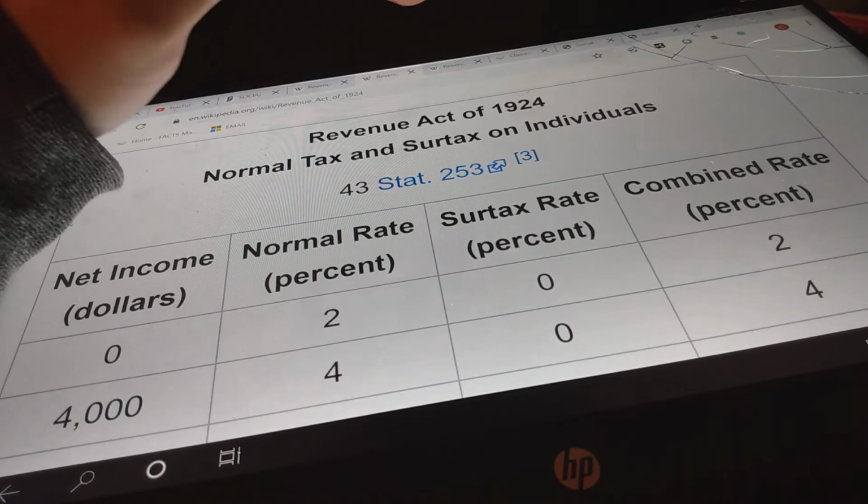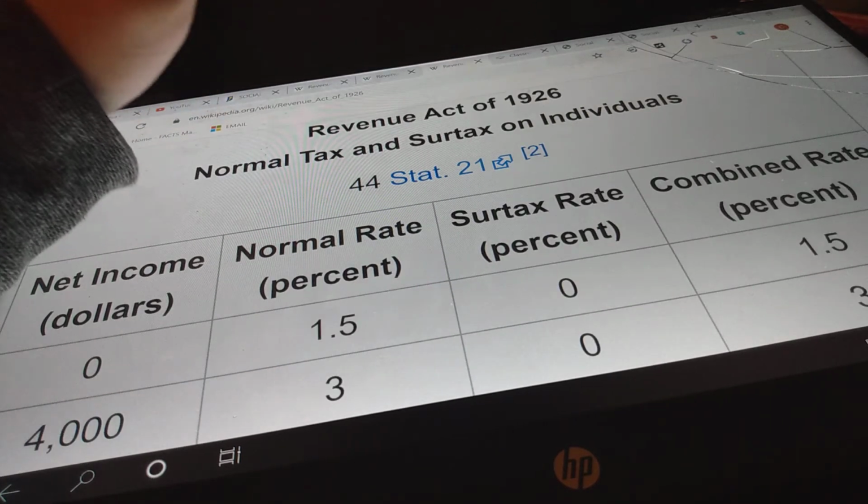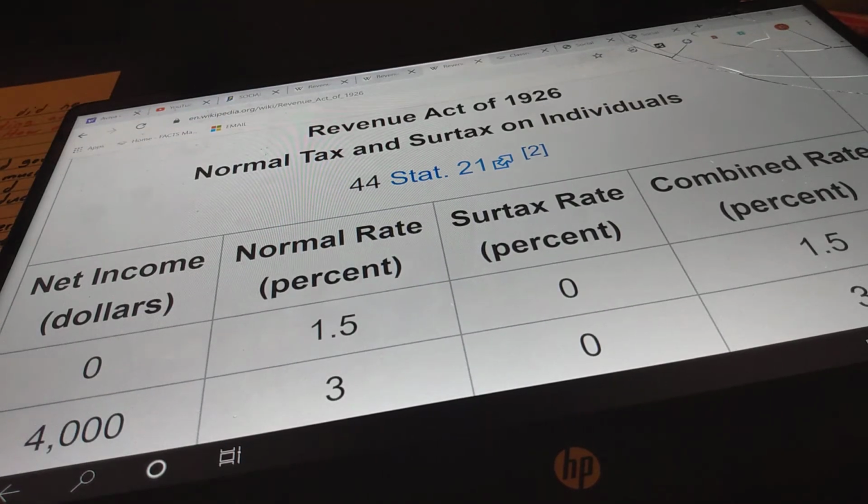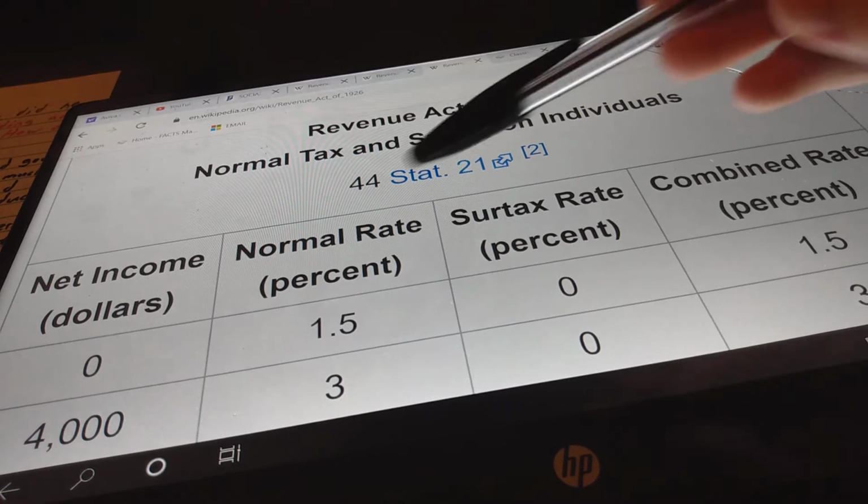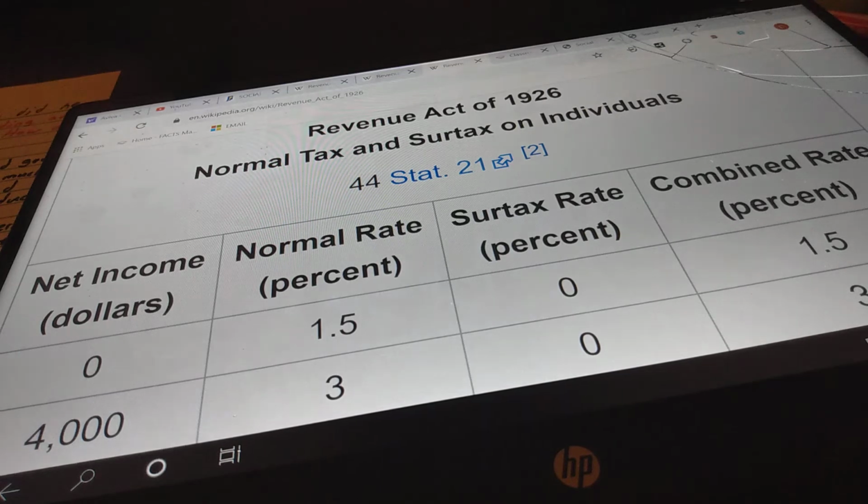So that's 1924. Let's jump ahead to another chart that's in 1926. Again, $4,000 is the total amount of money that somebody earned, or the net income, in 1926. Don't worry about the other columns. Just look at this one.